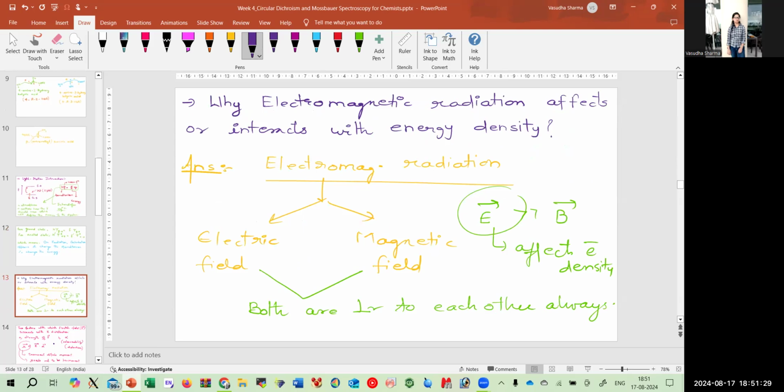So basically, electromagnetic radiation is comprised of two fields. One is electric field and other is magnetic field. You know that both of them are perpendicular to each other, having the 90 degrees angle. And in this way, we have electric field component to be affecting the electron density a bit more. Magnetic field also does, but that effect we will talk about later. That effect is very minimal, but it is still there.